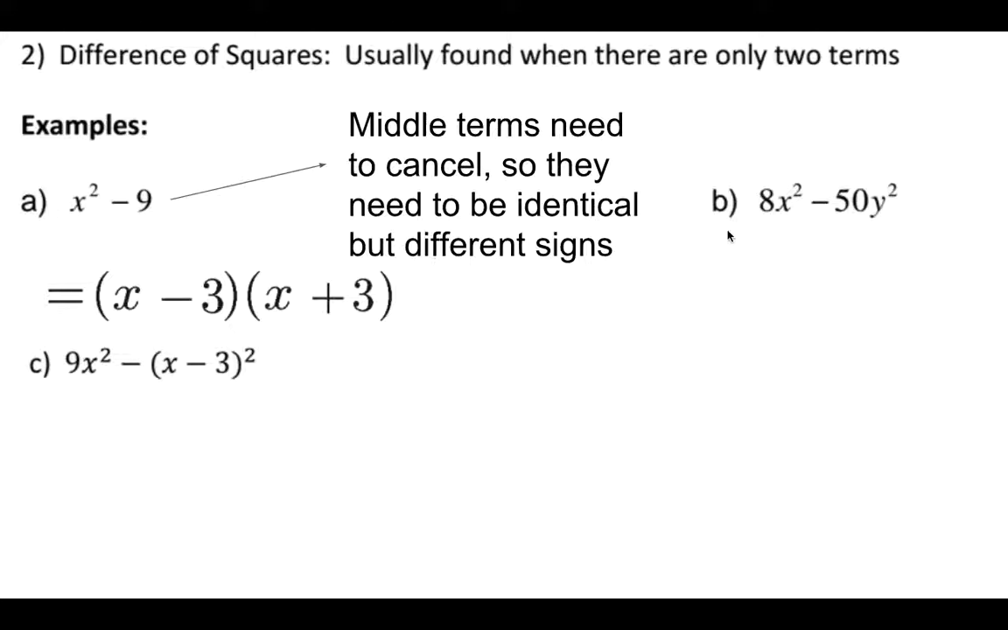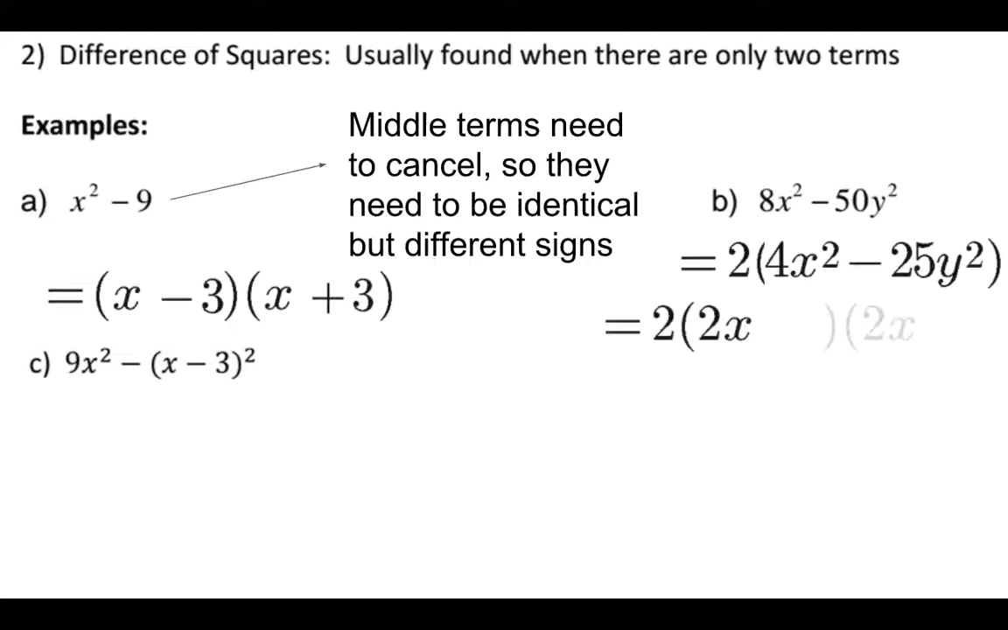The next one, a difference of squares has to be a difference of squares. So these are both squares, x squared and 9. 8 and 50 aren't squares, but realize that 2 can come out, and you're left with 4x squared minus 25y squared. And then you've got that consistent difference of squares. If you go to the brackets, we need 2x and 2x. And so it's got to be -5y and +5y. And again, because the brackets are the same but opposite, we're going to get the middle terms canceling out, and you can expand it and check.